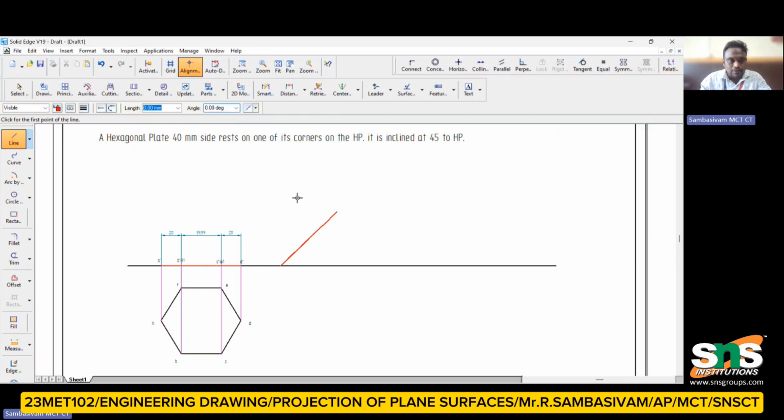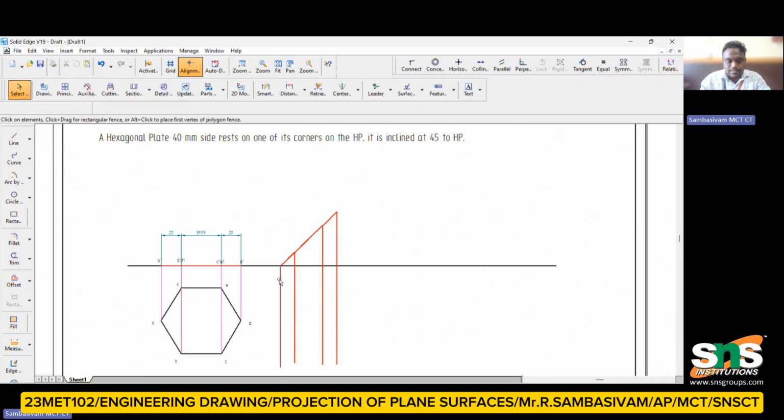From this point, I have to trace the trace line to the top and bottom of the level. Similarly, from this point, I have to draw the trace line. Similarly, at this point, I have to draw the trace line. Similarly, from this point, I have to draw the trace lines. So these are different structures, right? And these are the different trace lines.